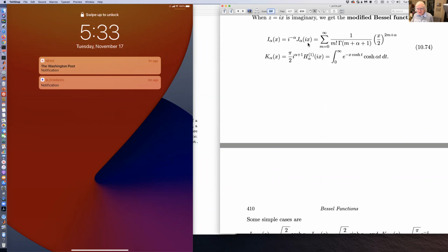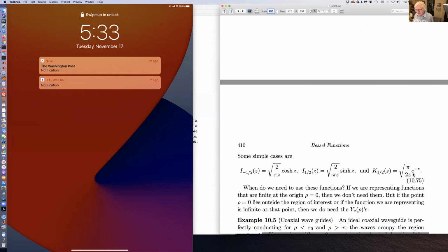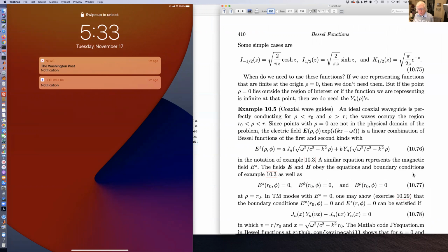J_a of ix. So this is the Bessel function of the first kind, but here we're taking a Hankel function and making a modified Bessel function. We saw this one earlier in the chapter, but in terms of a Hankel function, we get the K's like that. Some simple cases are that I sub minus 1/2 is a cosh divided by a square root, I sub plus 1/2 is a sinh divided by a square root, and K sub 1/2 is e to the minus z divided by z, apart from an overall factor.